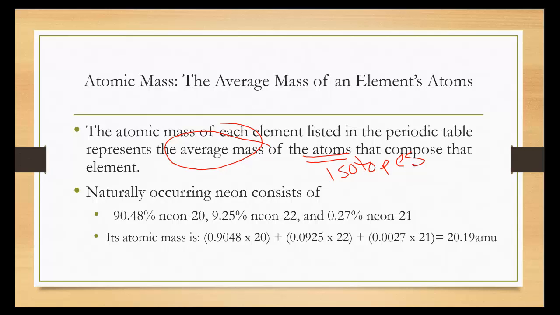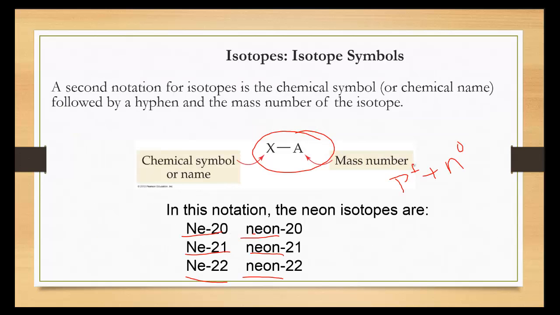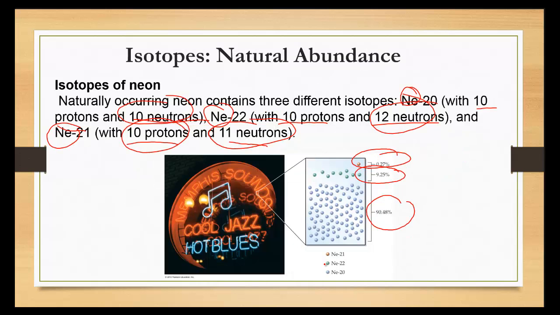So normally in traditional algebra that you've done in the past, you would ordinarily take 20 plus 21 plus 22 and then divide it by 3 because there are 3 of them. We don't do this in chemistry. We take the natural abundance, so we take this percentage here into account, the 90.48%, 9.25%, and 0.27%. We take that into account when calculating the atomic mass because we want the atomic mass to be closest to whatever isotope is the most abundant.